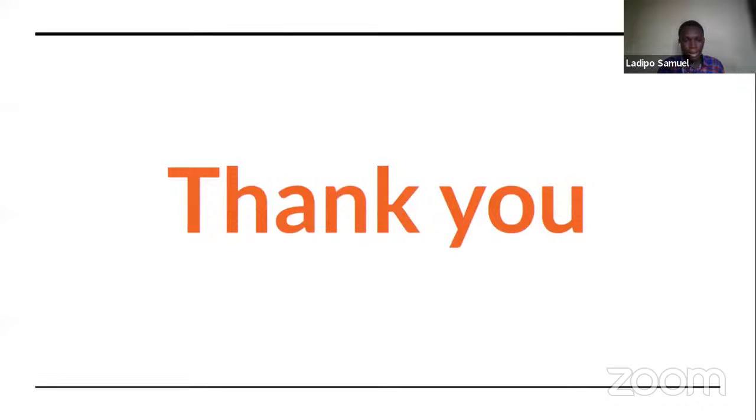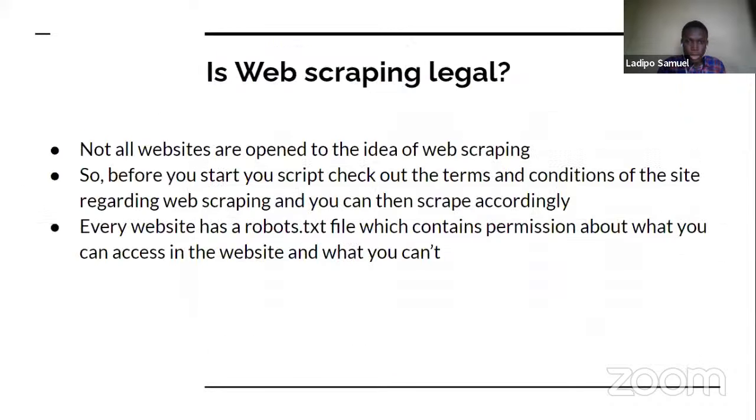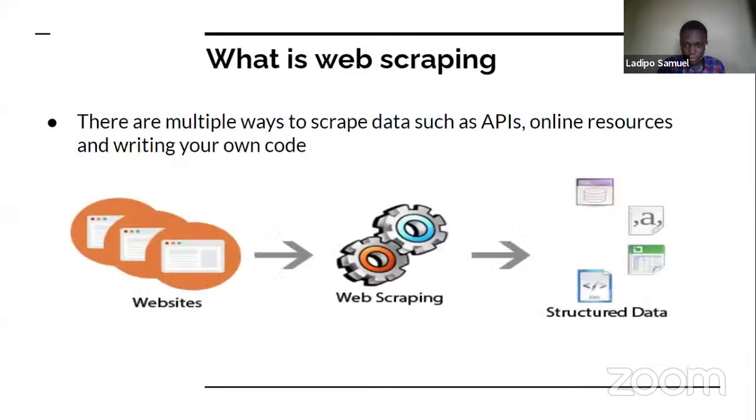So API, like I said earlier, is a way of getting the information you need. Also, APIs, online services, and writing your own code: those are the ways of getting data from a website. Okay, thank you. Does that answer your question?